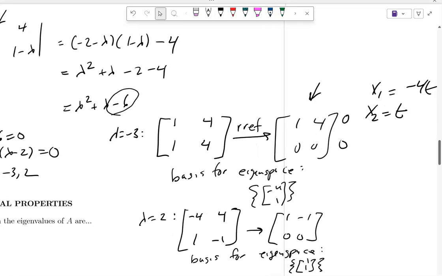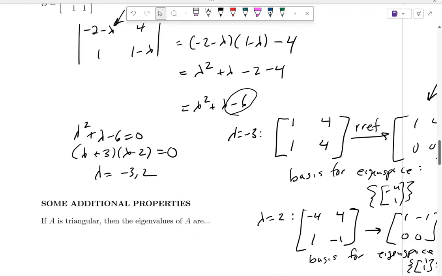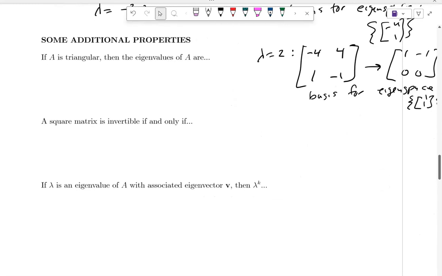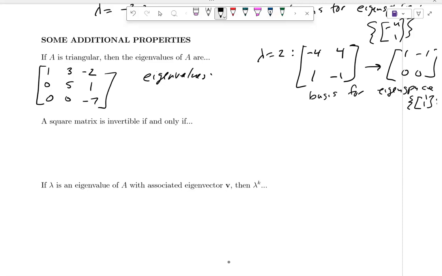All right. So let's think about some other properties here. What happens if your matrix is triangular? For example, if I just had the matrix 1, 3, negative 2, 0, 5, 1, 0, 0, negative 7. What are your eigenvalues? You shouldn't have to do any work at all.